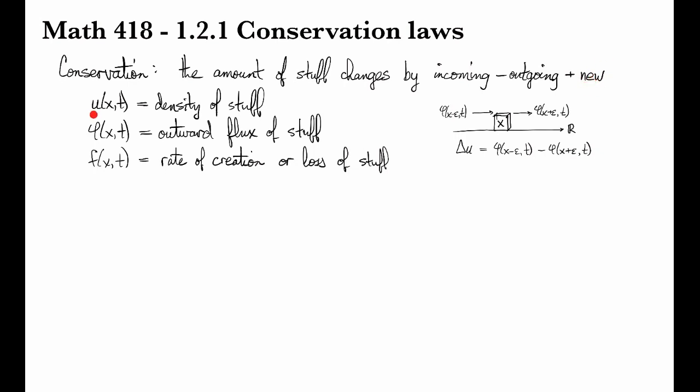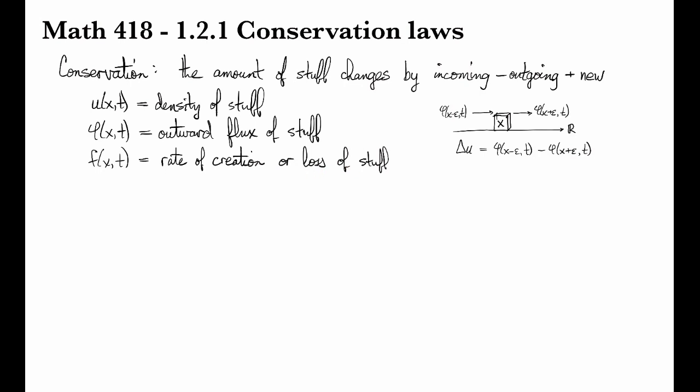So if we let U denote the density of whatever stuff we're interested in, and this could be heat, number of cars, biological species, chemical species, whatever. It's just the density of stuff. Then we'll let phi be the outward flux of stuff. In one dimension, this will be moving from left to right. And then F will be the rate of creation or loss of stuff at a particular location. So this would represent sources or sinks.